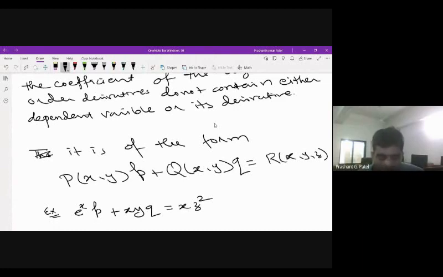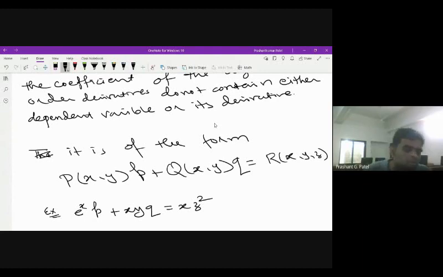So if I repeat, a first order partial differential equation is semi-linear if it is linear in p and q, and the coefficients of p and q are functions of x and y only. That is another way of looking at this definition.